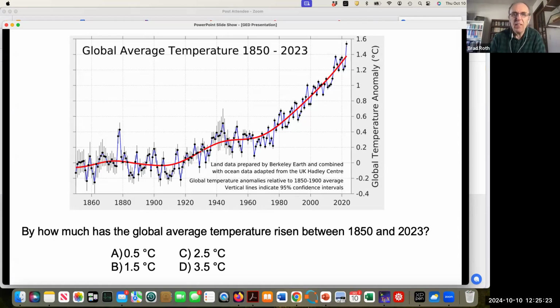But one more question about interpreting the data. This is related to climate change. They have the time series: the average temperature as a function of time over the last 170 years or so. They subtracted out the average, so it's about 0 or a little lower around 1850. And then the question is, by how much did the global average rise between 1850 and 2023? So it's gotten up to around 1.4. So the rise is around 1.4 or 1.5.